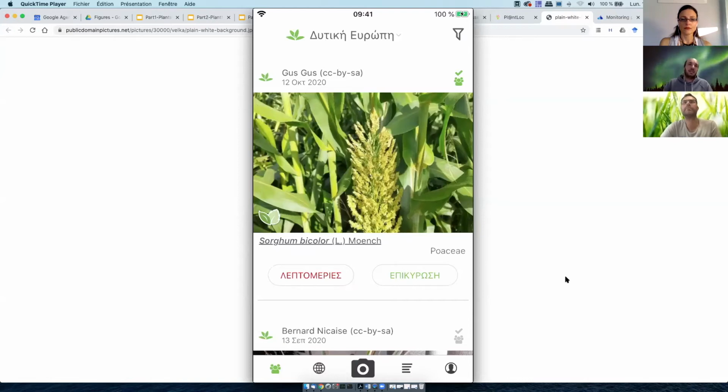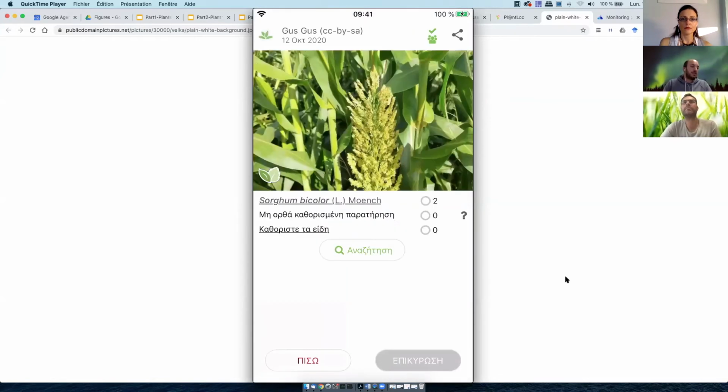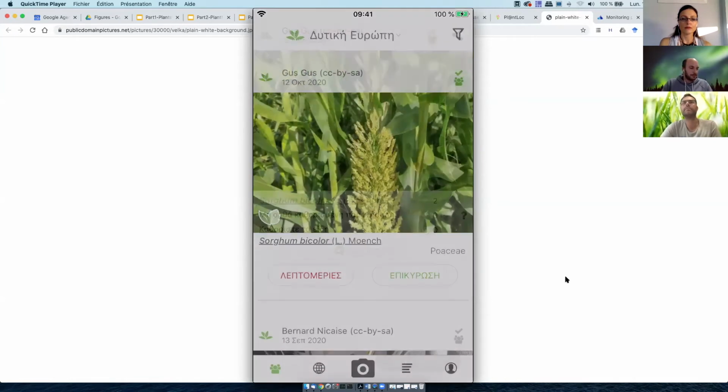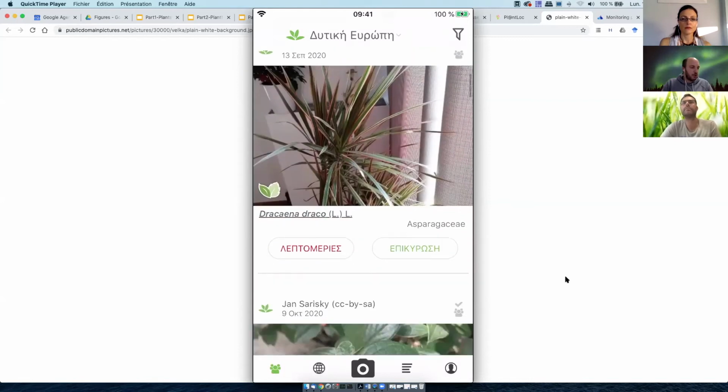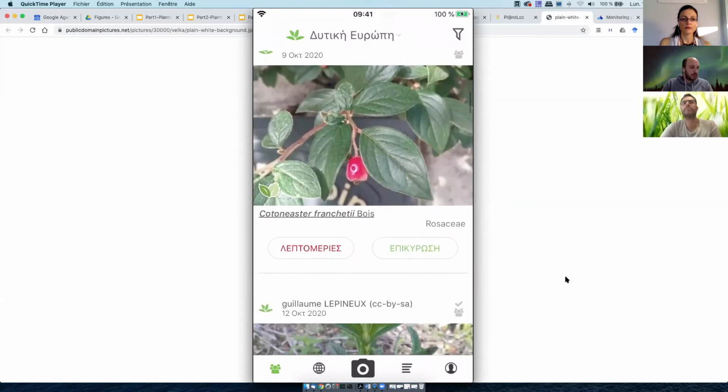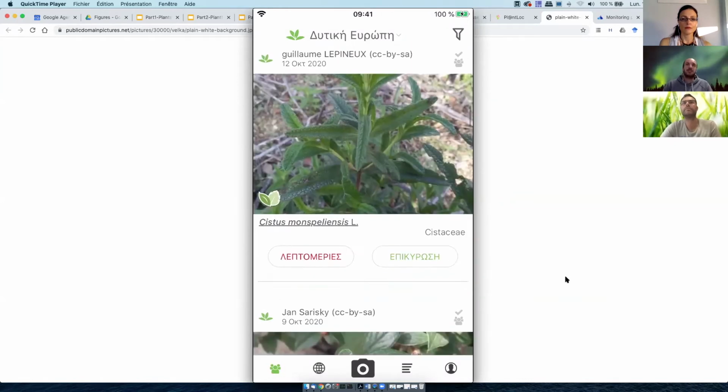So I can revise or validate any observation. If I click on the red button here, I can see the observation with the name of the contributors. I can vote on the proposed species name, or suggest any new names if I'm not sure about the identification of that species. I can explore all the observations shared by the network of users, and this is a real-time stream of the data shared.